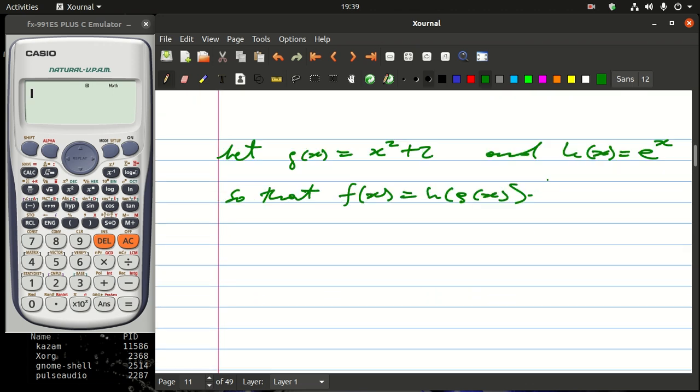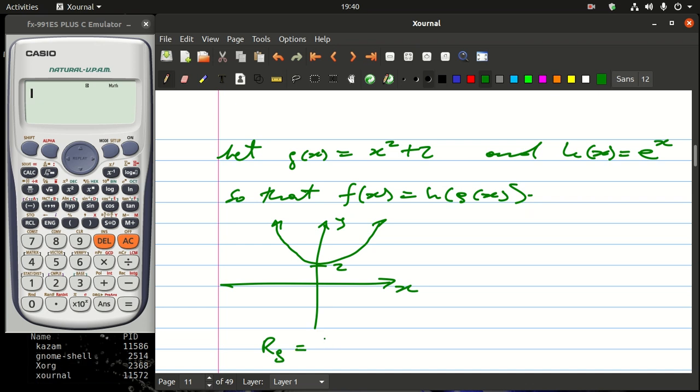Then the next thing that I will do, I'm going to plot these two functions. So this side I have y, this side I have x. I know this one is supposed to look like this, but now it's shifted 2 units up, so it's going to look something like this, right? So I have a 2 here. The range of this function is going to be y is an element of real numbers such that y is greater than or equal to 2, because this function is going to touch 2 and go all the way up.